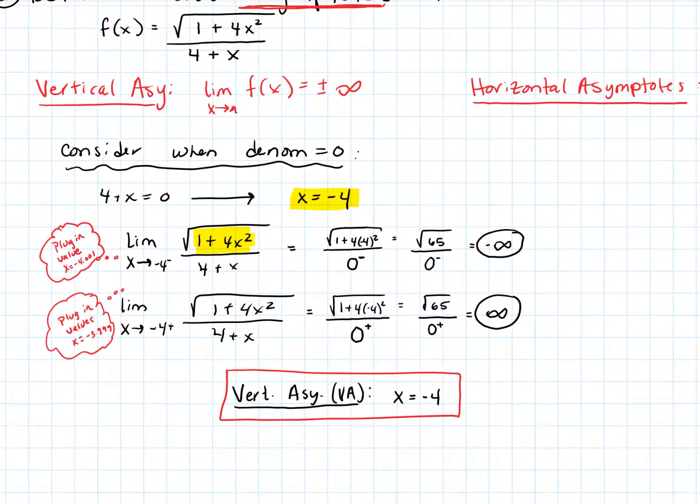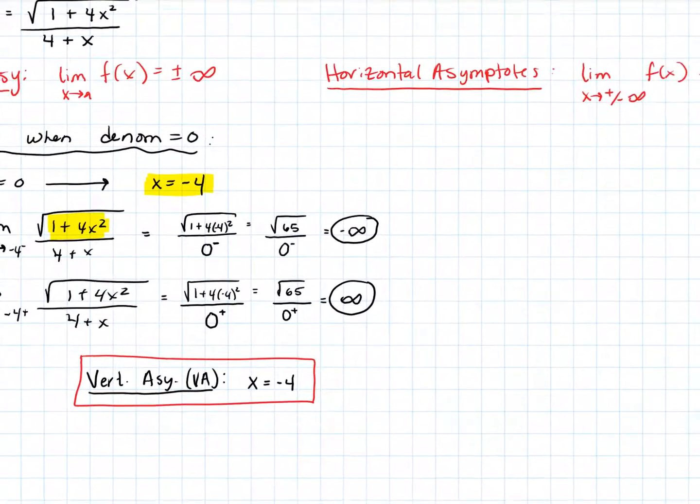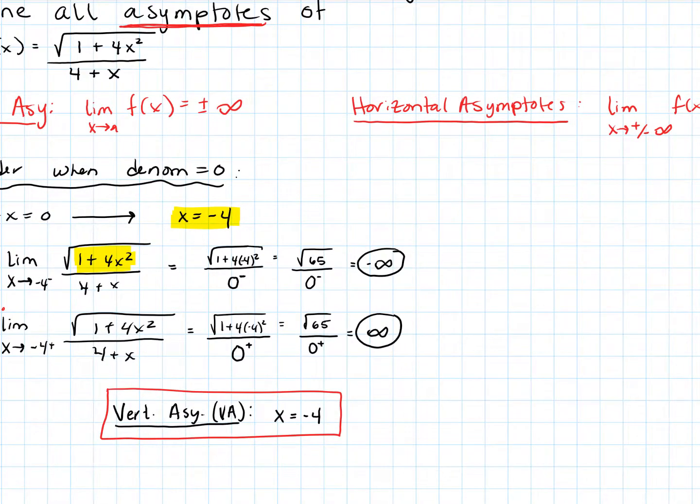So we've got this function. We know we've got a vertical asymptote at negative 4. What about our horizontal asymptotes? So our horizontal asymptotes, we have to consider both sides of this limit. So we're going to have to consider the limit as x is approaching infinity, going to the right side of the graph, of the square root of 1 plus 4x squared over 4 plus x. And we will also have to consider the limit as we decrease without bound and go to the far left of the graph.